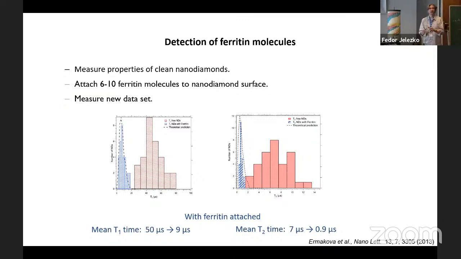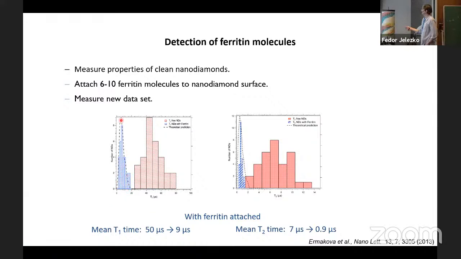So qubit T1 and T2 times are affected, as we have heard before, by the noise. And here the source of the noise is this magnetic molecule. And so we can see the distribution of the T2 time in case of nanodiamonds not covered by the ferritin. This is this fraction. It's a statistic and not a single measurement. So we measured many nanodiamonds. And in case you attach ferritin molecules, the whole distribution goes to shorter time.